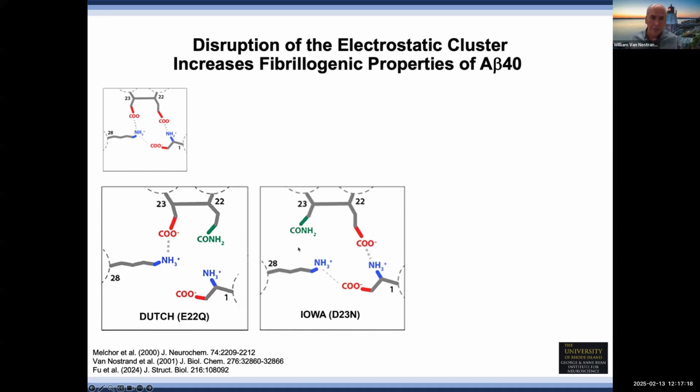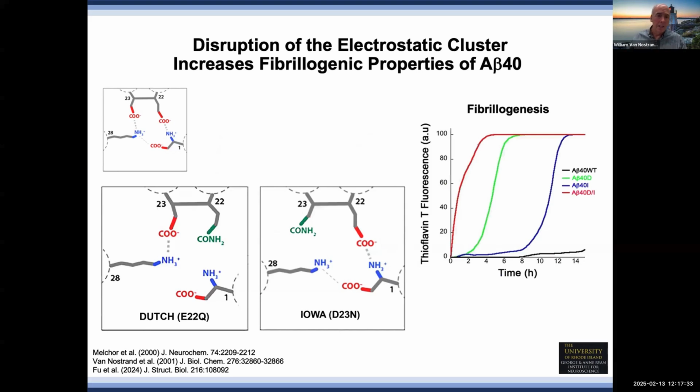So what we hypothesized is that by disrupting these electrostatic interactions, it loosens the rigidity of the A beta subunit and gives it more flexibility. That flexibility enables it to more rapidly assemble into beta sheet containing amyloid fibrils. And this is consistent again with what we find here when we look at the fibrillogenesis curves, as I showed earlier.